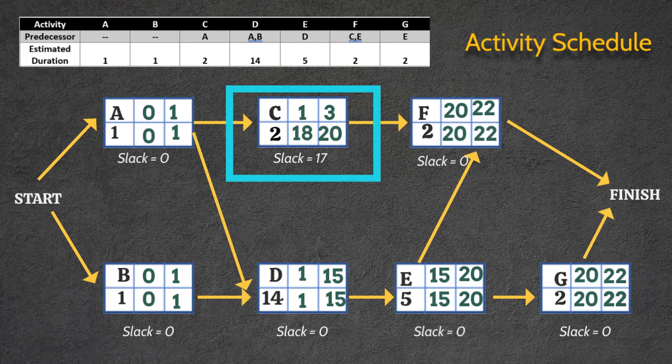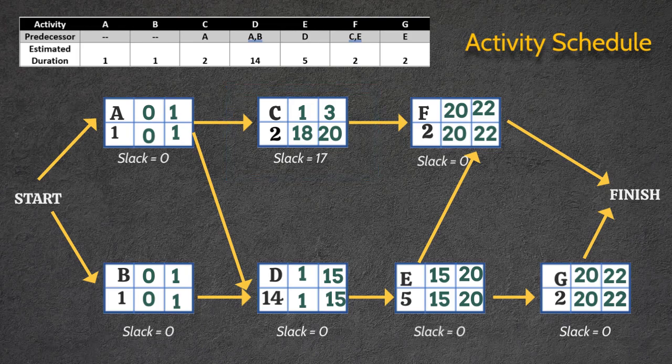Thus this means that activity C can be delayed by up to 17 weeks and the project will still be completed in week 22. On the other hand, the slack for activities A, B, D, E, F and G is 0. This means that these activities cannot be delayed at all, not without extending the project completion time. For example, if activity A is delayed by 3 weeks, the project completion time should also be extended by 3 weeks. This means that the project will now end at week 25, instead of week 22.